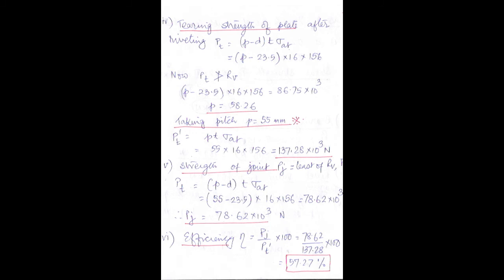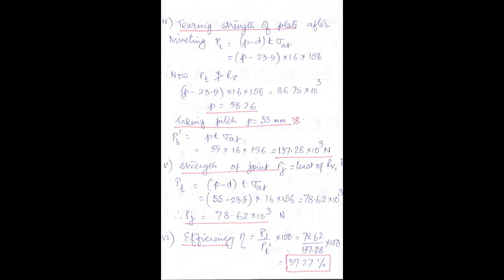So what will be the strength of the joint? Strength of the joint will be the least value of RV and PT. So that is 78.62 into 10 cube Newton, because our RV was coming as 86.75 into 10 cube Newton. Correct? So the last step, the efficiency.